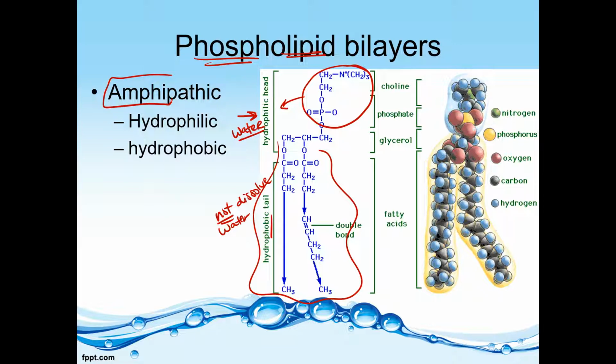And so we say that it is amphipathic. Amphi is a prefix that means both, like amphibians can live both on land and in water. And then path is feel. So these molecules feel both hydrophilic and hydrophobic. Definitely make sure that you know phosphate heads are hydrophilic, fatty acid tails are hydrophobic, and there are two fatty acid tails.